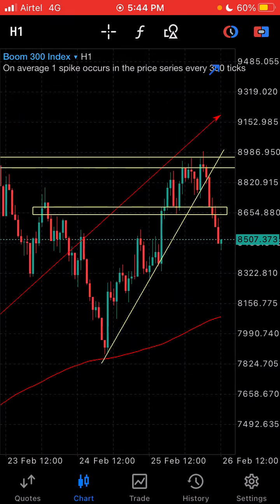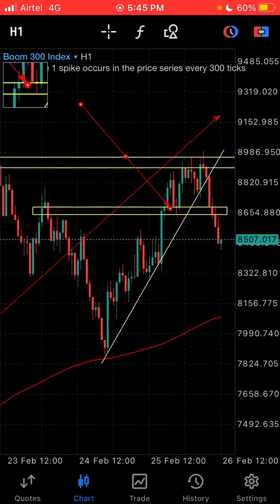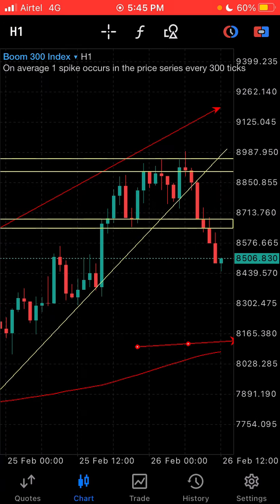We have a rejection here at this level. Market rejected, then it came back. We have a rejection here. So what I'm waiting for is the market to give us a rejection here.